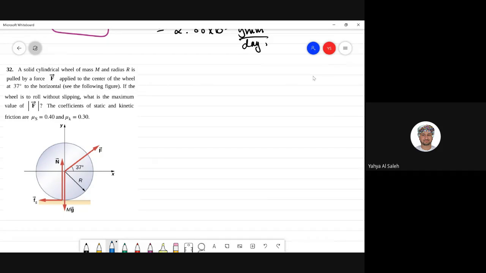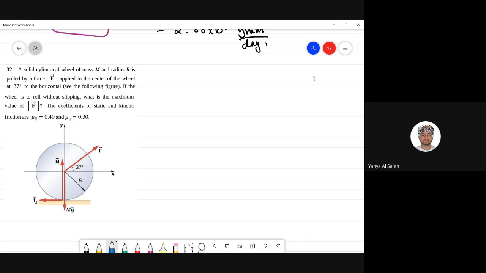A solid cylindrical wheel of mass m and radius r pulled by a force F applied to the center of the wheel at 37 degrees to the horizontal. If the wheel is to roll without slipping, what is the maximum value of F possible? The coefficients of static and kinetic friction are mu s 0.4, mu k 0.3.